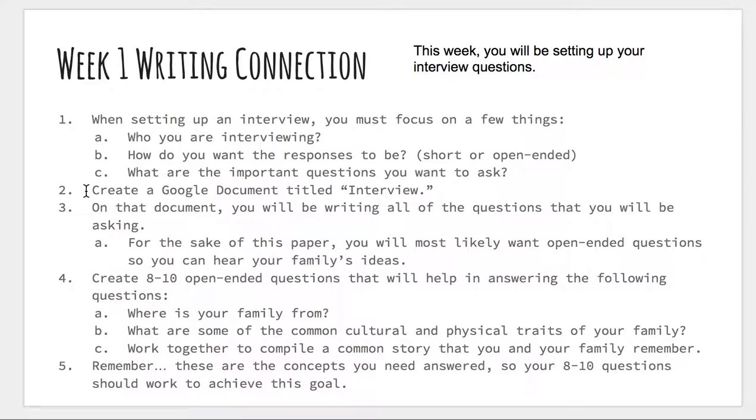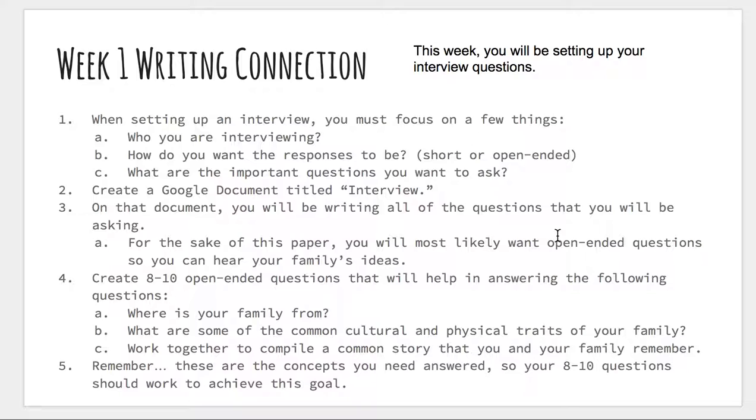Then you're going to create a Google document titled Interview. And this is where you're going to house your questions and the responses of the person that you're interviewing. On that document, you'll be writing all the questions that you'll be asking. For the sake of this paper, you'll most likely want open-ended questions so you can hear your family's ideas. Direct questions or short answer questions are going to be ones where you just want a very quick, one-word answer. Those open-ended, again, you want to learn more about your family, so you're probably going to use those.